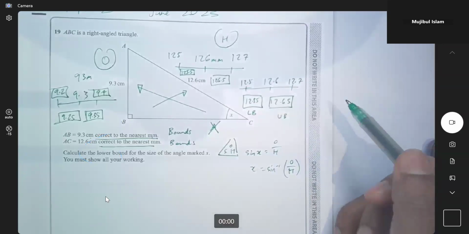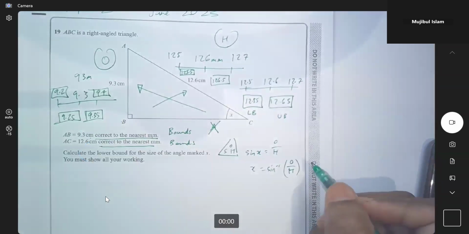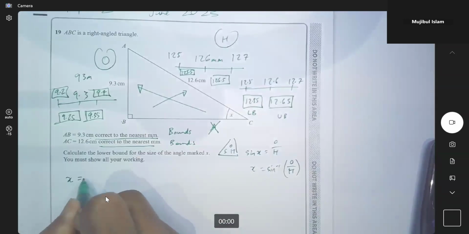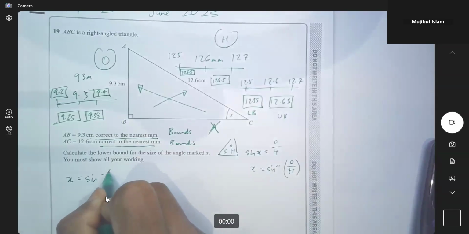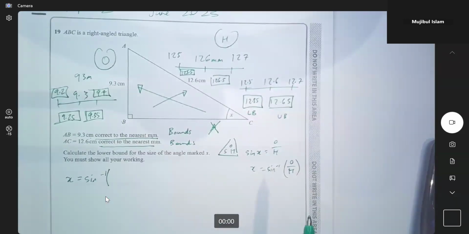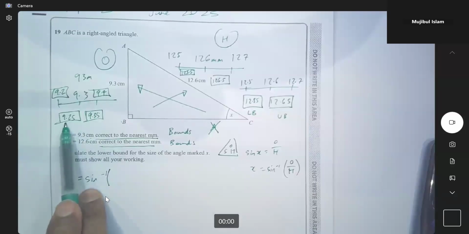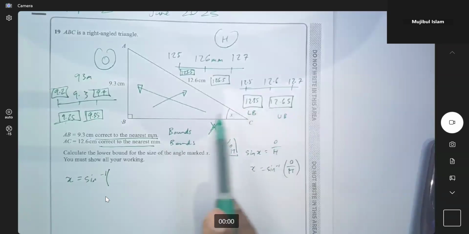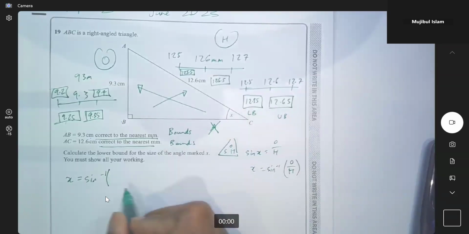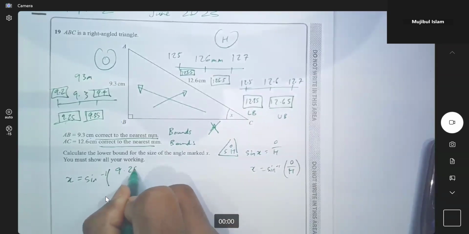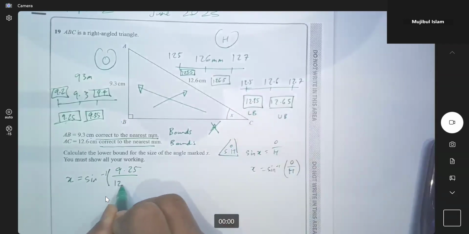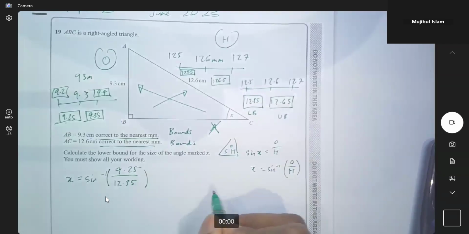So what I'm going to do is go through the combinations of my opposites. I'm going to do x equals sine minus 1, opposite 9.25 divided by 12.55. I'm literally going to go through all the combinations, and it will make sense why in a second.